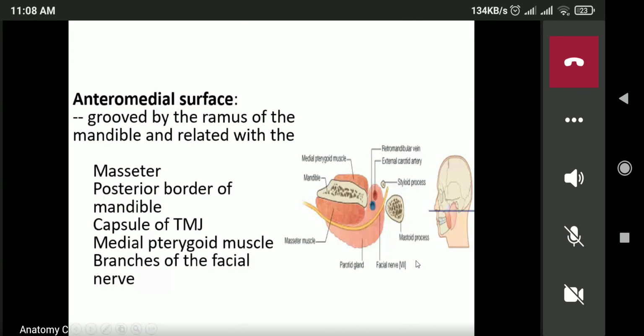So masseter muscles, posterior border of the mandible, capsule of TMJ, and medial pterygoid muscles and branches of the facial nerves are there in relation to the anteromedial surface. So if we draw this imaginary line from the mastoid process, this is the superficial surface, and this surface will be the anteromedial surface.